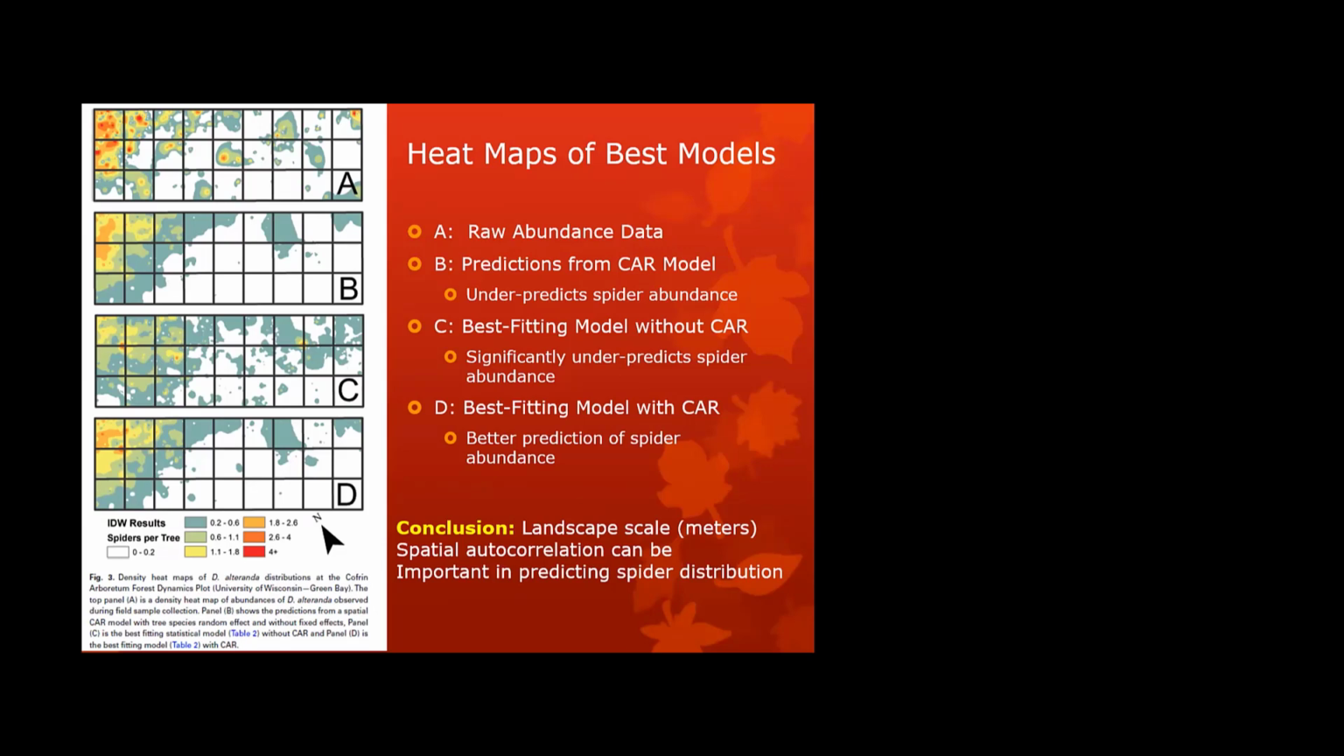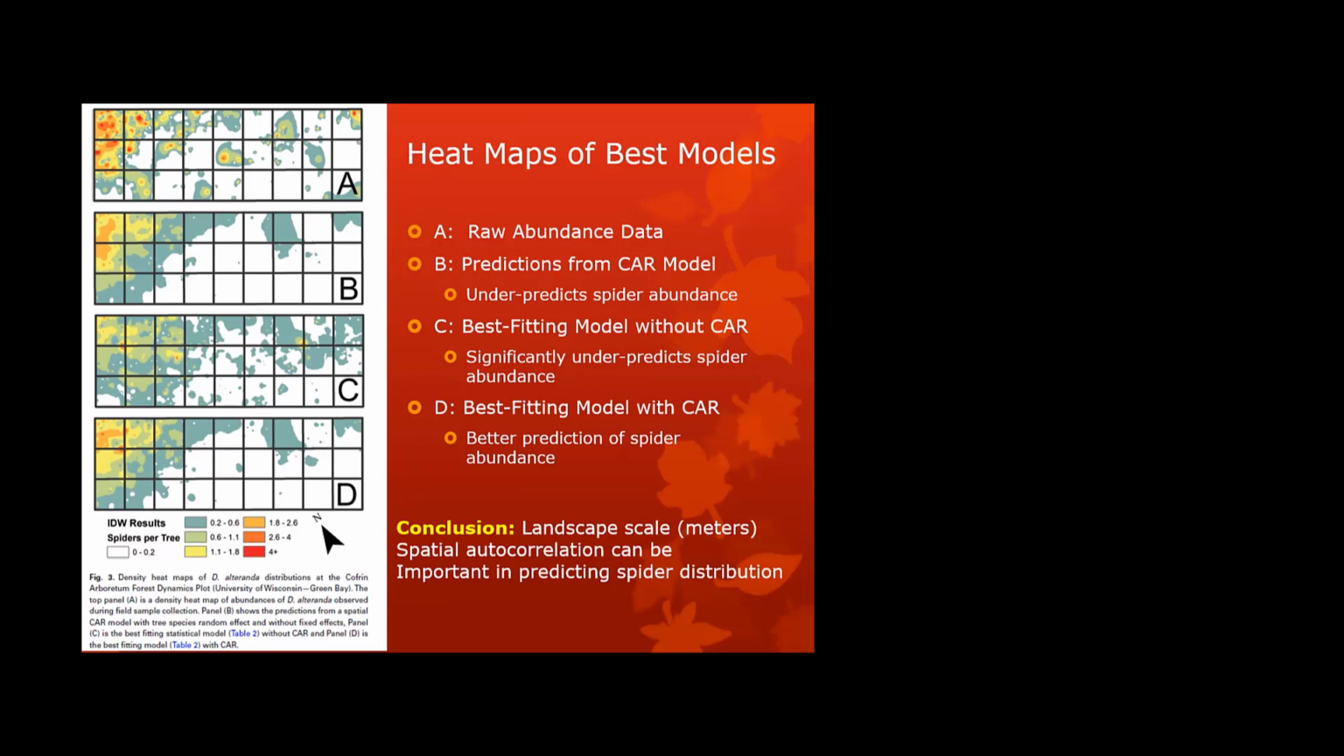Map B here is really just the spatial autocorrelation without any environmental variables. It actually reconstructs the distribution reasonably well, but it definitely underpredicts the spider abundance. Model C here is the best fitting environmental model without the spatial autocorrelation. So it, I would say, significantly underpredicts spider abundance, although it does look something like our empirical data.